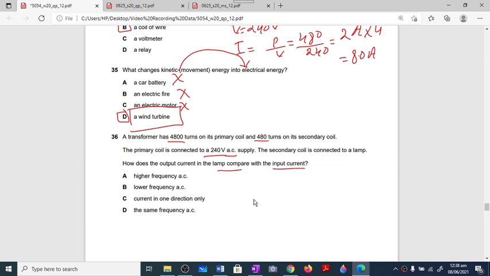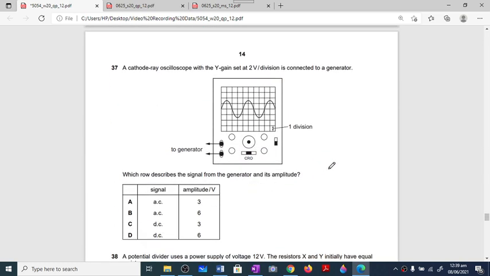So high frequency, always remember there is no change in frequency. Whatever the frequency of the input, the frequency of the output will remain the same. So this is invalid. This is current in one direction, no, that is DC current. In a transformer, the input is AC, the output will also be AC, so the frequency will remain the same. For 36, option D is the valid option.